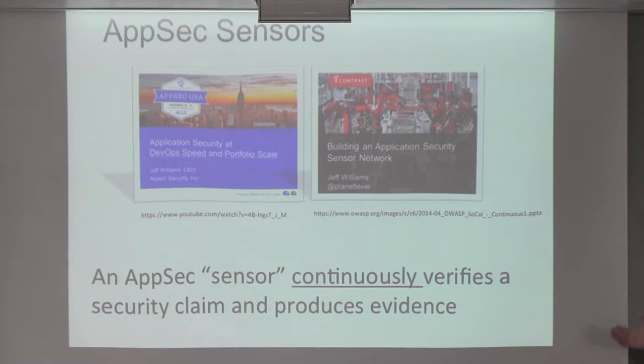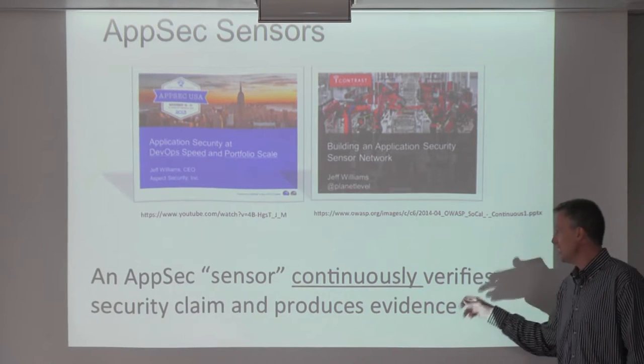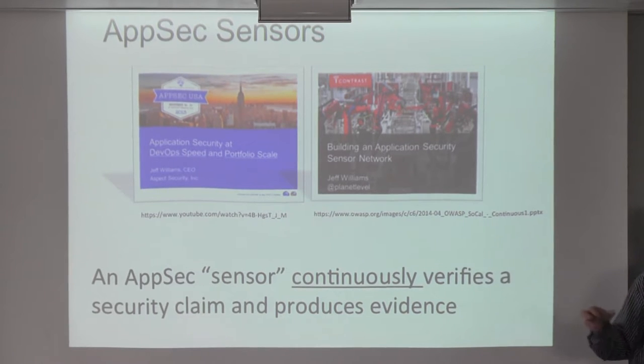The next thing is you got to build some sensors. And I don't have time to do a whole talk on sensors, but I did one last year here called Application Security DevOps Speed and Portfolio Scale. And it talks about how you can take simple tools, open source tools, free tools, custom tools, and turn them into sensors that report continuously. And so when I say an AppSec sensor, I mean a tool like the tools that you've been running, but instead of running it just once, at the end of the life cycle, or every once in a while, these tools run continuously.